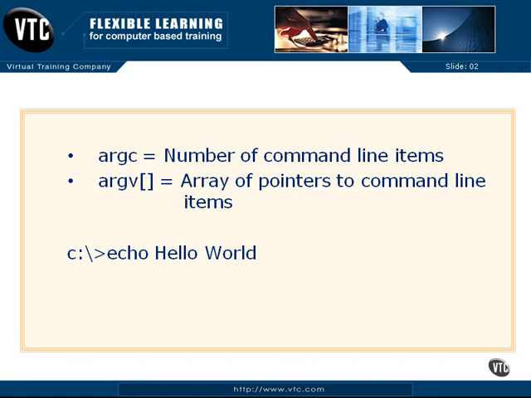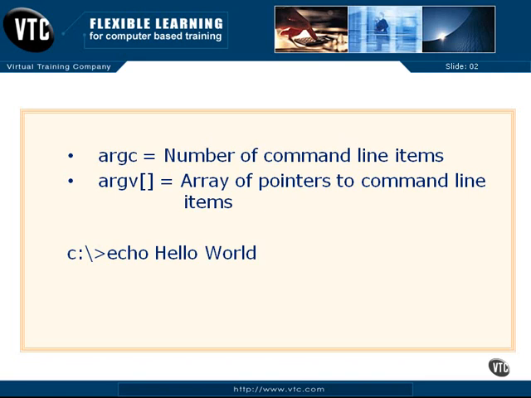Now we're going to take a look at a real-world use of an array of character pointers. And we've already looked at it a little bit, but let's take a closer look. This is the argc and argv, the argument count and argument vector array. The argc is the number of command line items that have come into our program from the outside world.